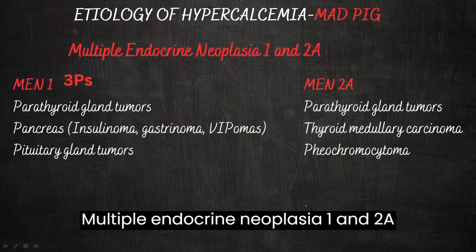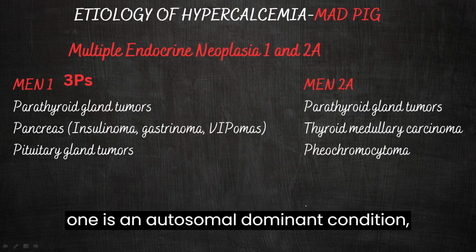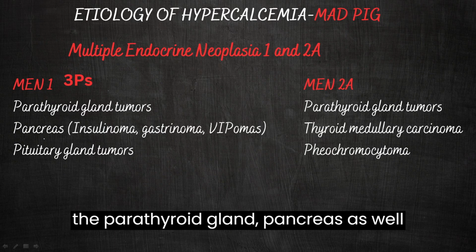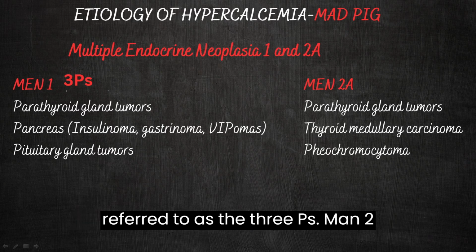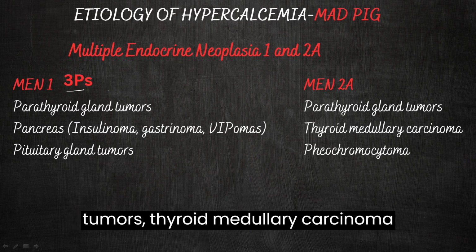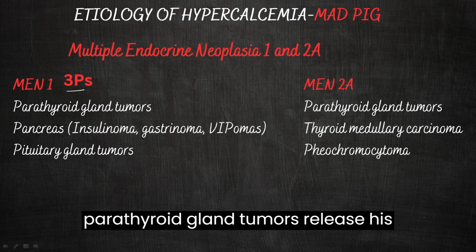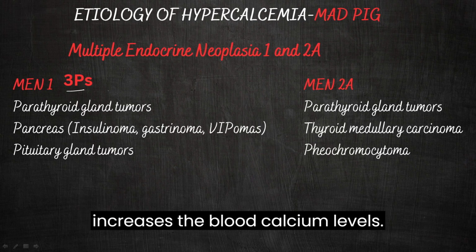Multiple endocrine neoplasia 1 and 2A are rare causes of hypercalcemia. MEN1 is an autosomal dominant condition which is typically described as tumors in the parathyroid gland, pancreas, as well as the pituitary gland. It's often referred to as the 3Ps. MEN2A is a constellation of parathyroid gland tumors, thyroid medullary carcinoma, and pheochromocytoma. The parathyroid gland tumors release excessive parathyroid hormones that increase the blood calcium levels.